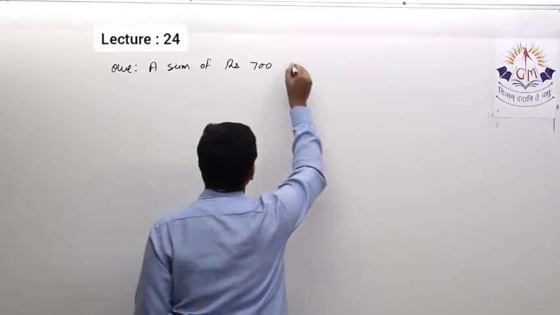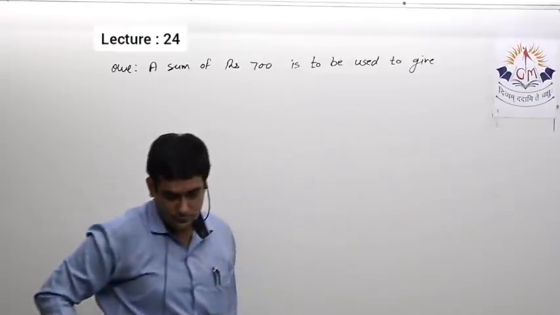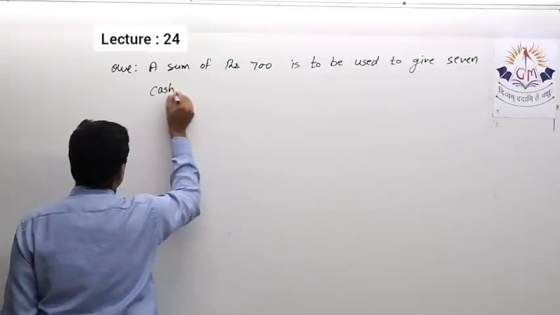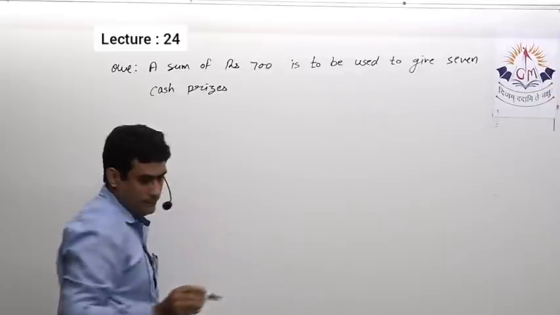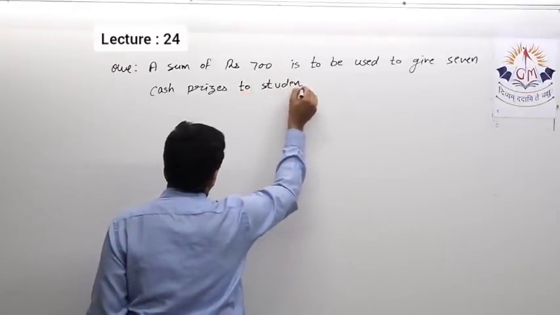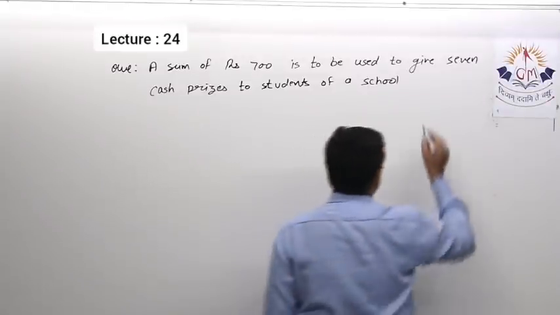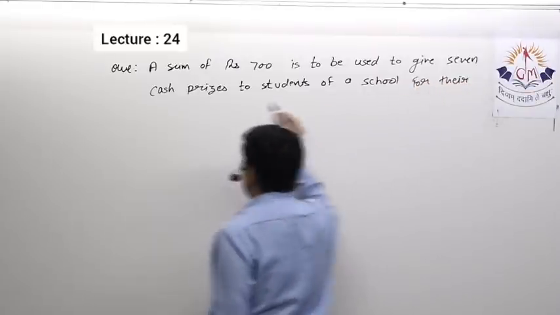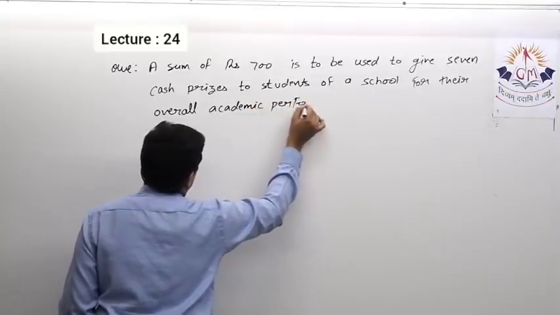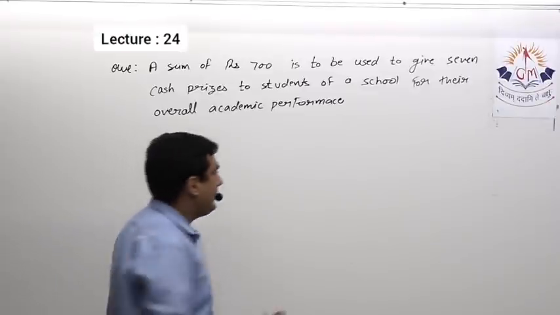is to be used to give 7 cash prizes to students of a school for their overall academic performance.